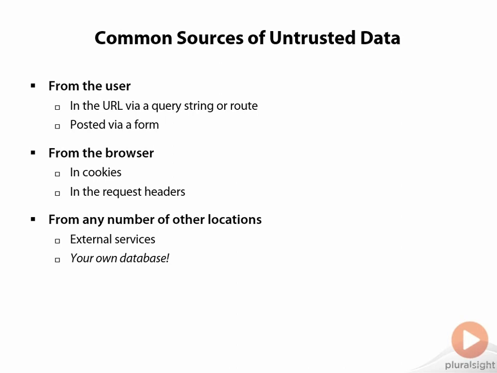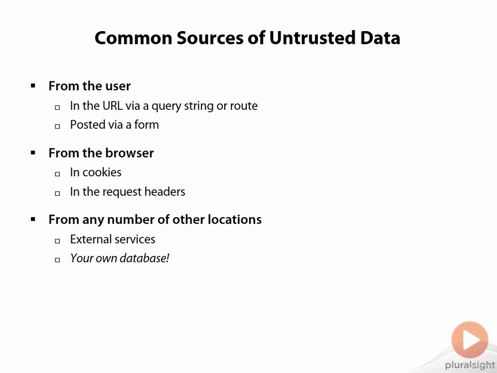Then, of course, there are other locations that are sources of untrusted data. If you consume an external service, it's untrusted. They could modify the content or the intent of that data. Even your own database, because your own database tends to be populated by sources of untrusted data. Form submissions, for example. So you're always working with the assumption that even the data in your own system already persisted in the data layer could be malicious.